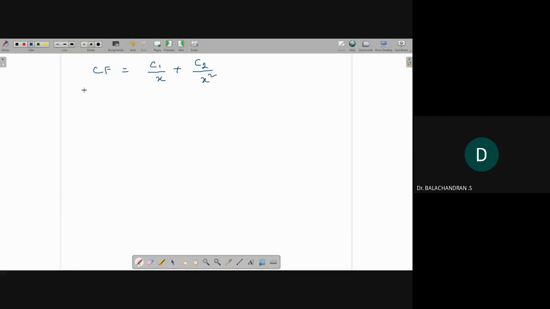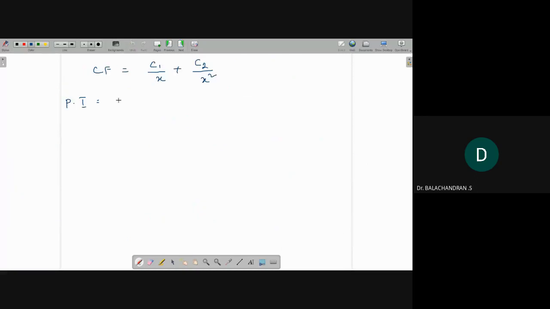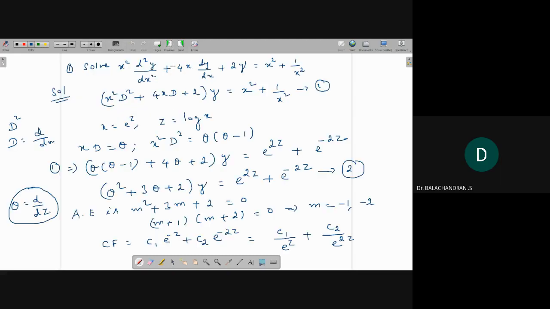Now, the PI. I will take this as equation 2. So PI equal to 1 by theta square plus 3 theta plus 2, and the right hand side is e power 2z plus e power minus 2z.